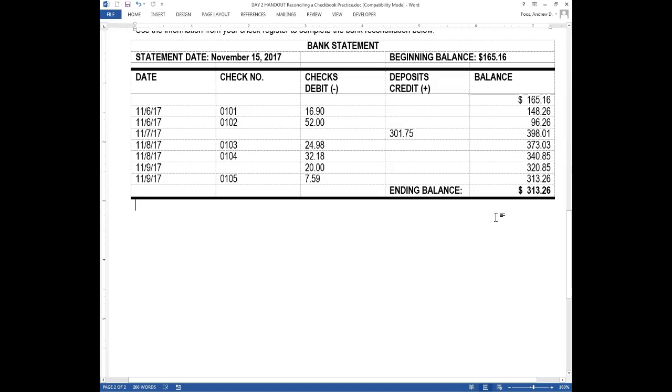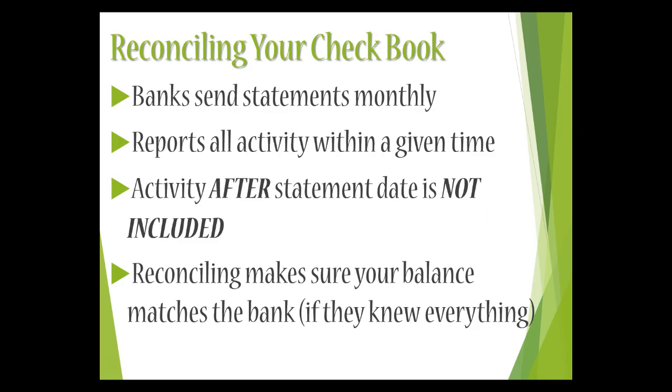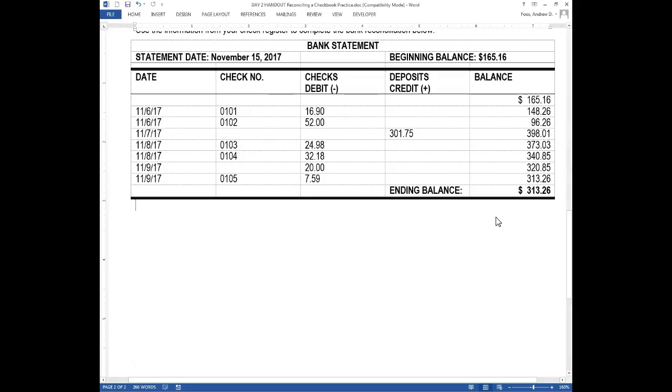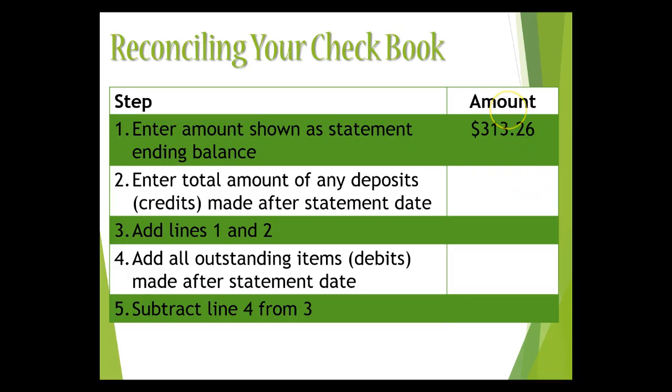So we need to do what's called reconcile that account to make sure that if the bank knew about what's happened in our account, that they would come up with the same number that we did. So that process is relatively simple. The first step is to take the amount that our statement says we have. In this case, if we go back and look at the statement, as of November 15th, the bank believes we have $313.26. And so that's where we start.